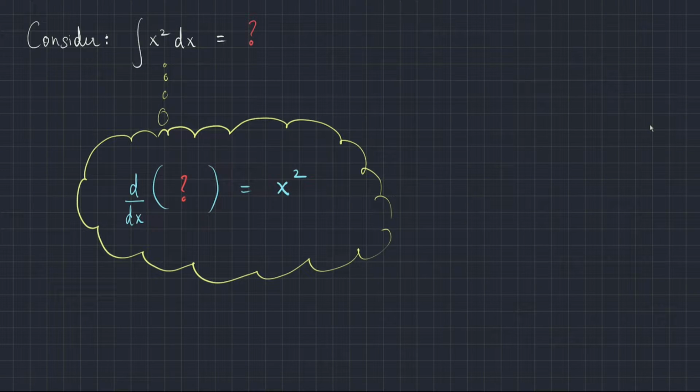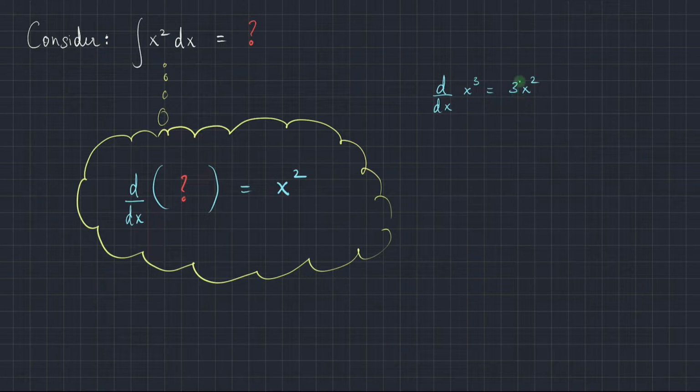So consider the integral of x squared dx. Now we basically want a function whose derivative is x squared. So a good guess for a function whose derivative is x squared would be x cubed. But as we notice, the derivative of x cubed is 3x squared. We unfortunately have this 3 over here.